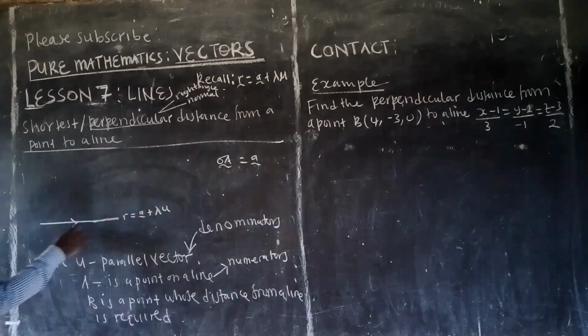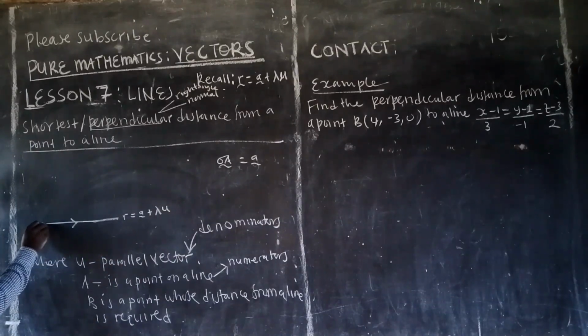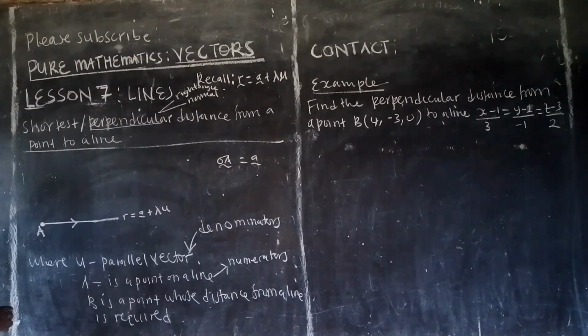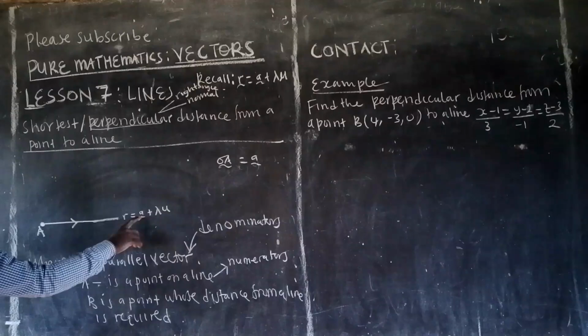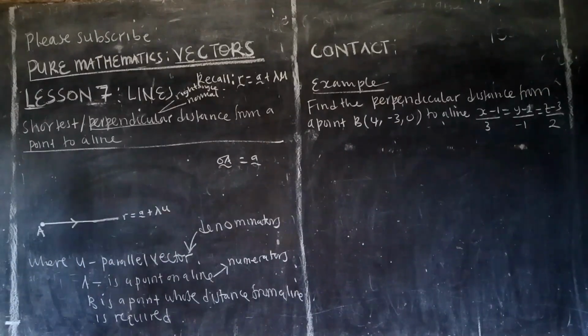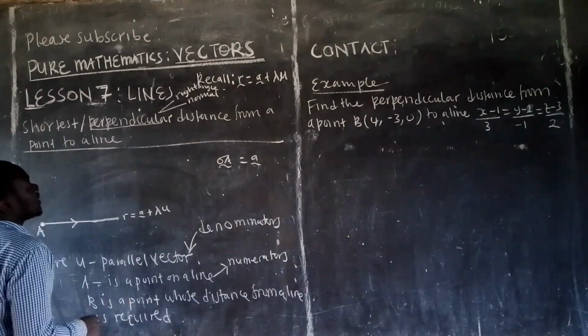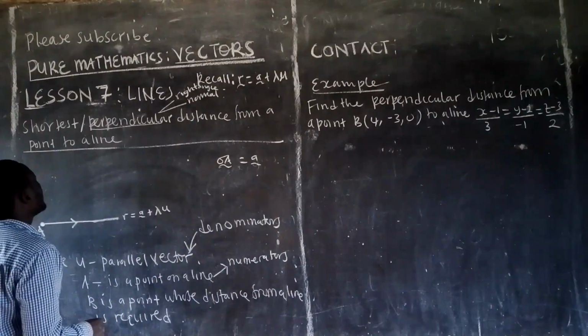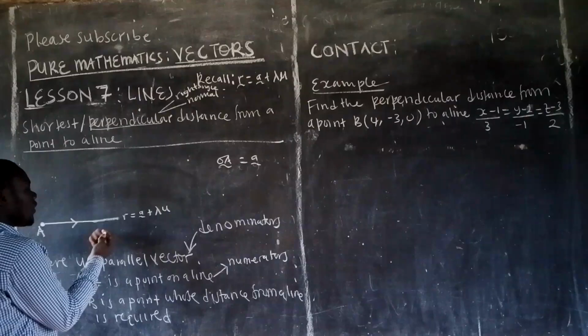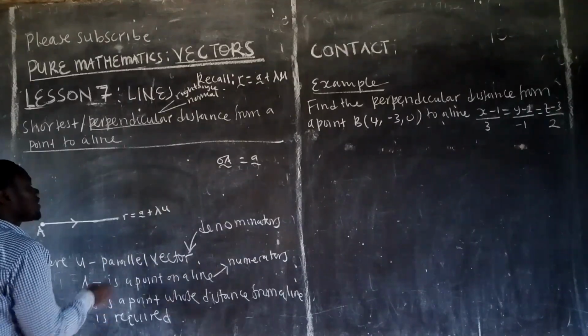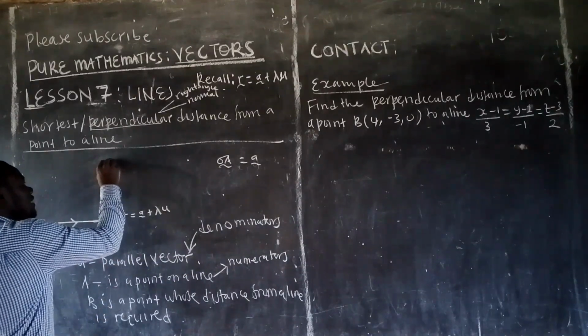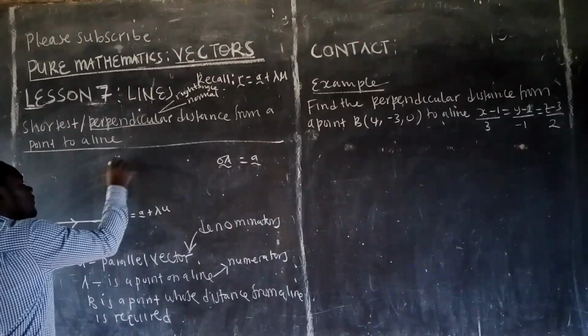So, if this is our line, I'll put this point on the line, the point on the line which is now A, like that. This is our line r is equal to vector a plus lambda mu. Now, they are saying a perpendicular distance from a point to a line. We need a perpendicular distance from a certain point. What if we put a certain point this side? This is now our point, say for example, B.